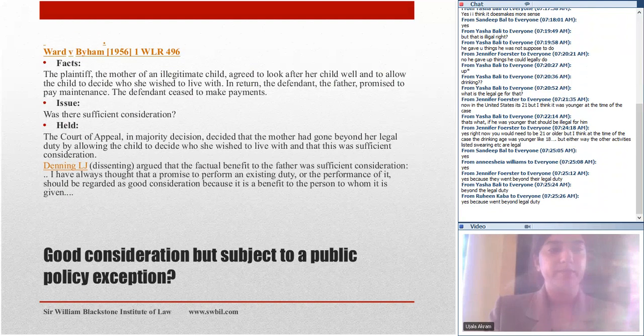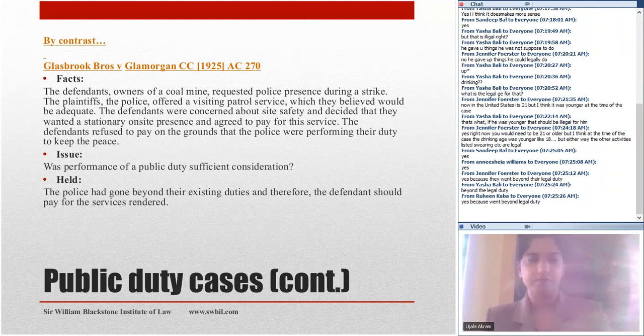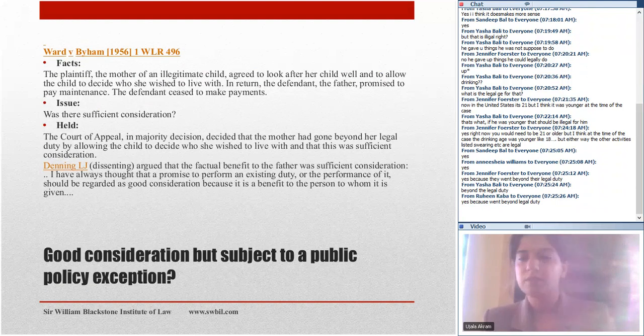All right. Now let's look at another case, which is Ward versus Bayham. If you look at the facts of this case, let's look at the facts together. The plaintiff, the mother of an illegitimate child, agreed to look after her child well and to allow the child to decide who she wished to live with. In return, the defendant, the father, promised to pay maintenance. And then the defendant ceased to make payments.